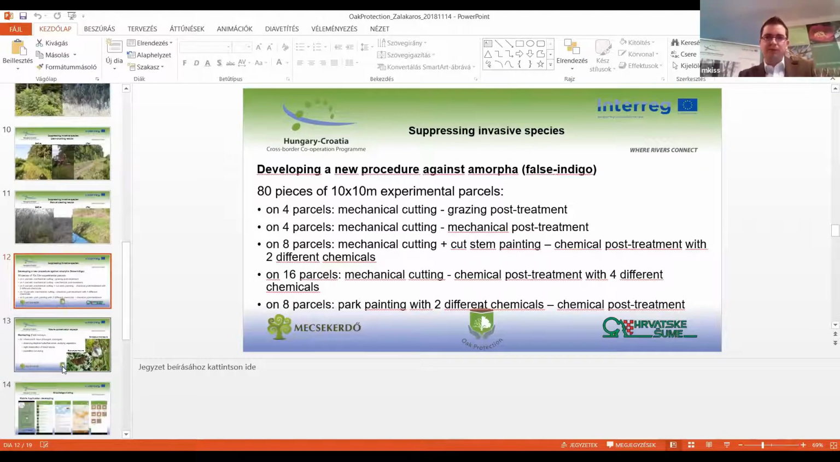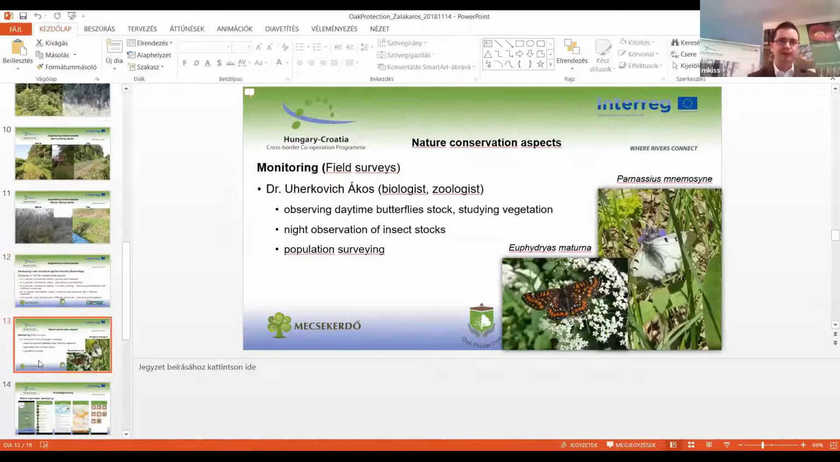Part of the project was a pilot action, which was a small experiment in 80 parcels. The aim was to minimize the used herbicide quantity by endotherapy treatments, increase the herbicide intake, increase the efficiency of application, and we tried to combine it with different mechanical techniques.